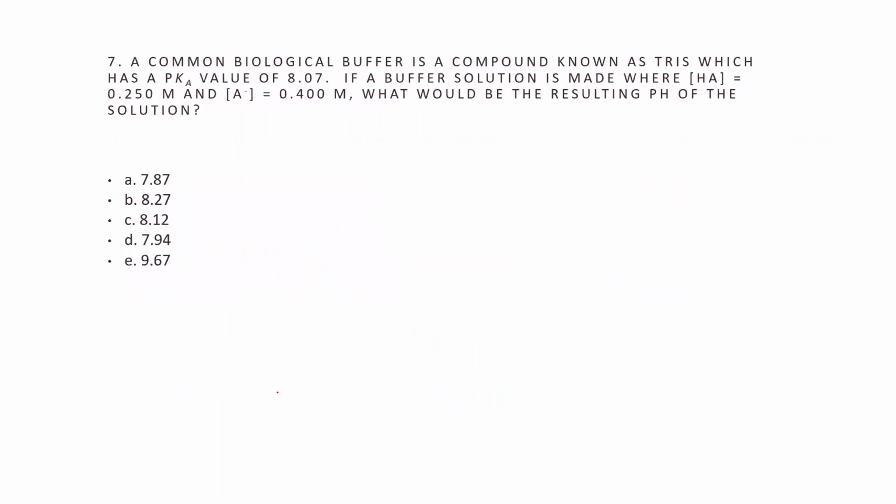Okay, so this one's going to be calculations. Everyone pull out your pencils. There will be a couple of these on the exam, so it's good practice now. A common biological buffer is a compound known as Tris, which has a pKa value of 8.07. If a buffer solution is made where the concentration of your weak acid is 0.25 molar, and the concentration of the conjugate base is 0.4 molar, what would be the resulting pH of the solution?